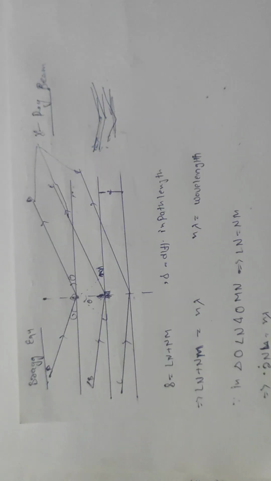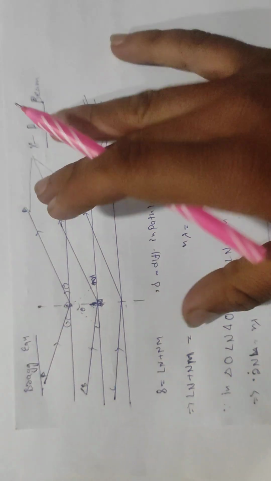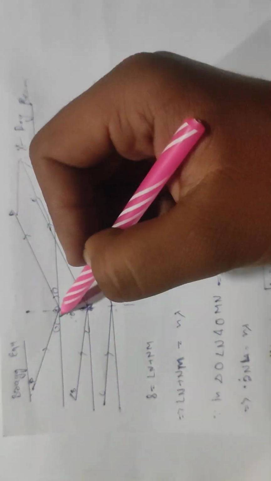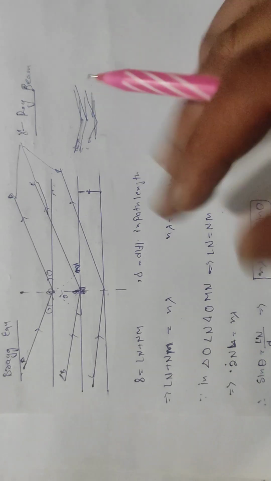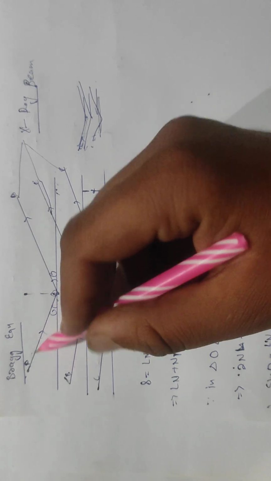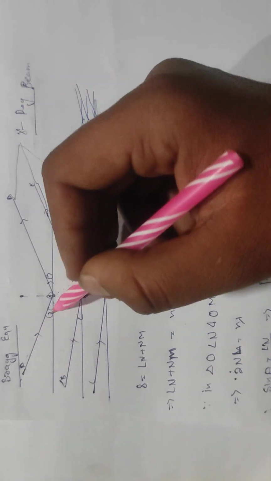So the Bragg says that the first is reflected from the first layer, second is from the second layer, third is from the third layer. Okay, so now this is the incident ray, this is the reflected ray of X-ray, the angle becomes the same.